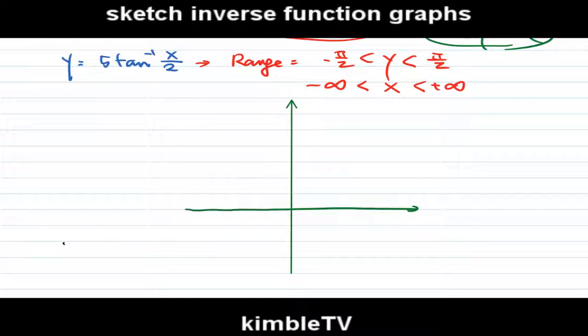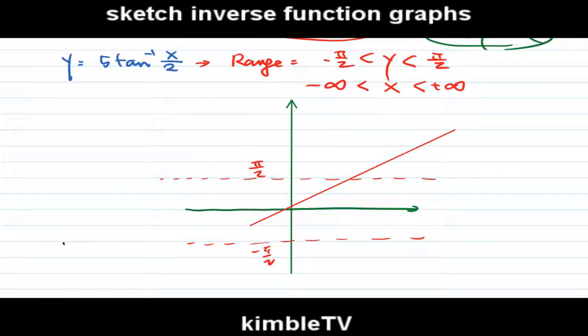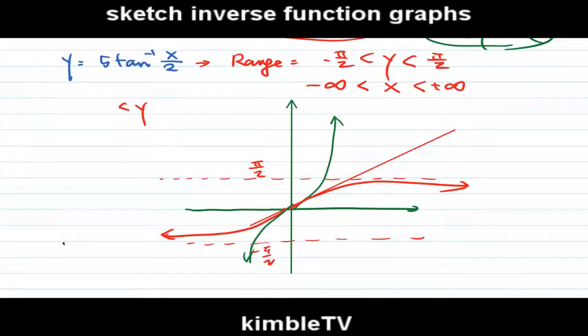Okay, and mirror. And pi on 2 and minus pi on 2, and this graph, original graph here, and inverse graph. Okay, so y is between minus pi on 2 and pi on 2. X is between negative infinite, positive infinite.